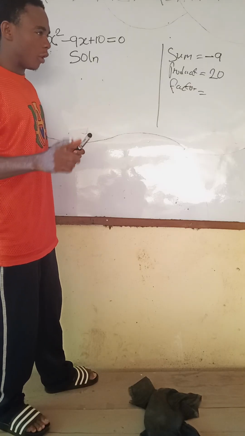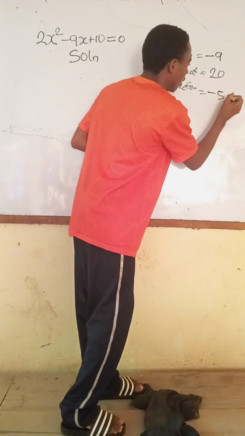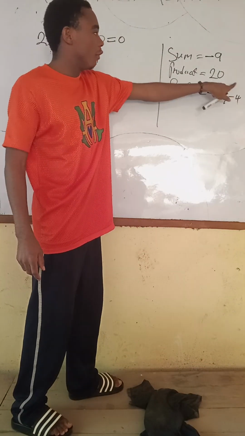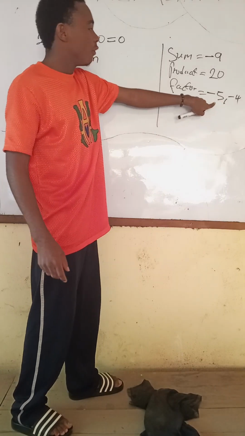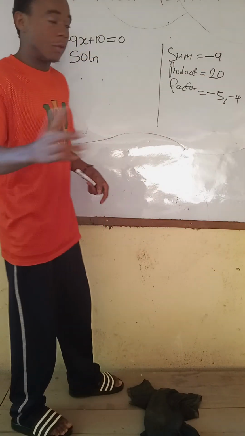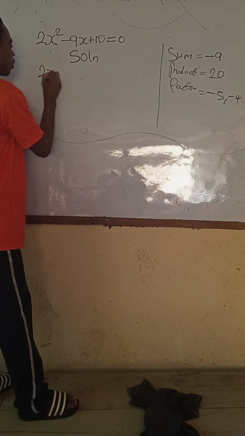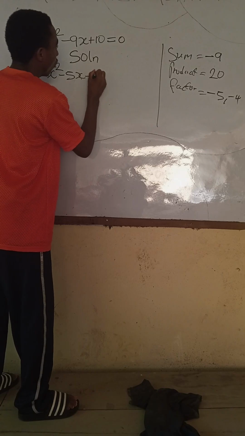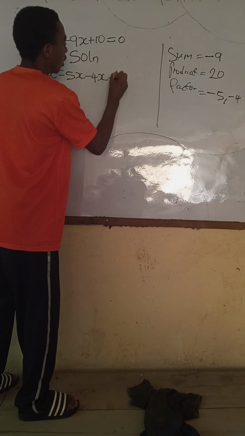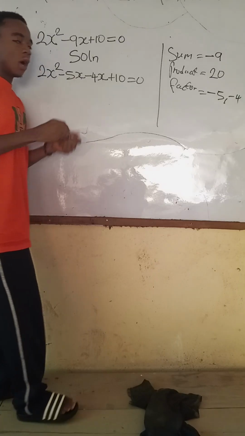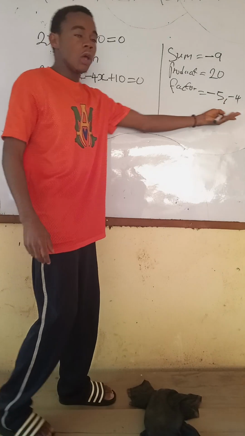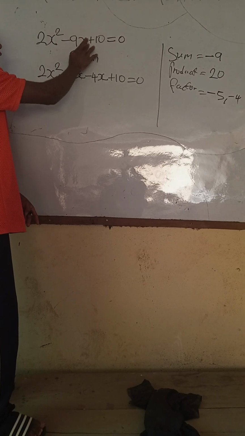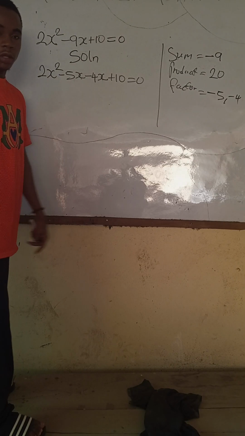Let me see. It should be -5 and -4, because -5 times -4 will give us 20, and -5 plus -4 will give us -9. It means we are correct. It means that we have 2x squared minus 5x minus 4x plus 10 is equal to 0. Remember, I said that you put the factors in place of the linear coefficient, -9x.